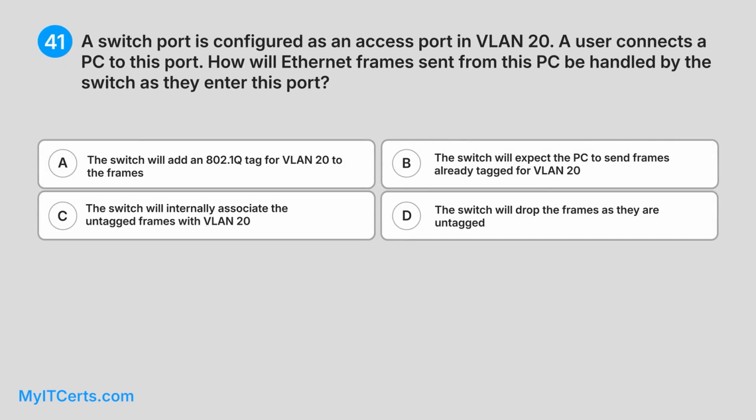41. A switch port is configured as an access port in VLAN 20. A user connects a PC to this port. How will Ethernet frames sent from this PC be handled by the switch as they enter this port?